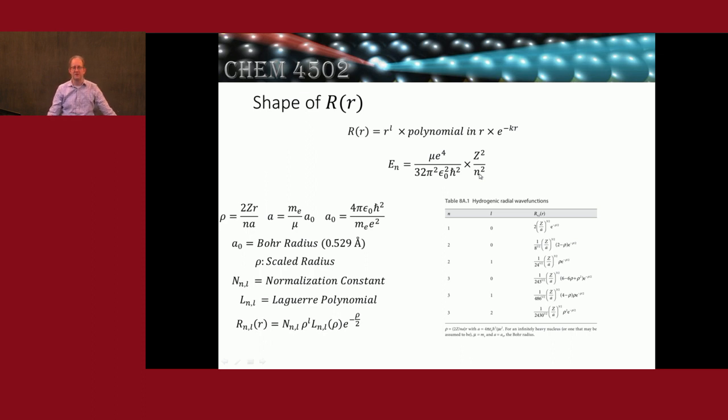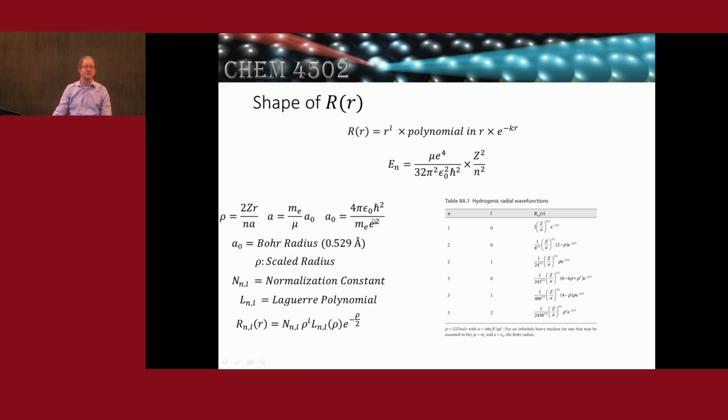Now, a little bit of bookkeeping notation. To be formally accurate, we have the reduced mass of the electron and the proton, which is very close to just the mass of the electron. And then when we talk about the wave functions, we have a couple of things. We have A naught, which is this value here, 4 pi epsilon naught h bar squared over the mass of the electron times the charge of the electron squared.